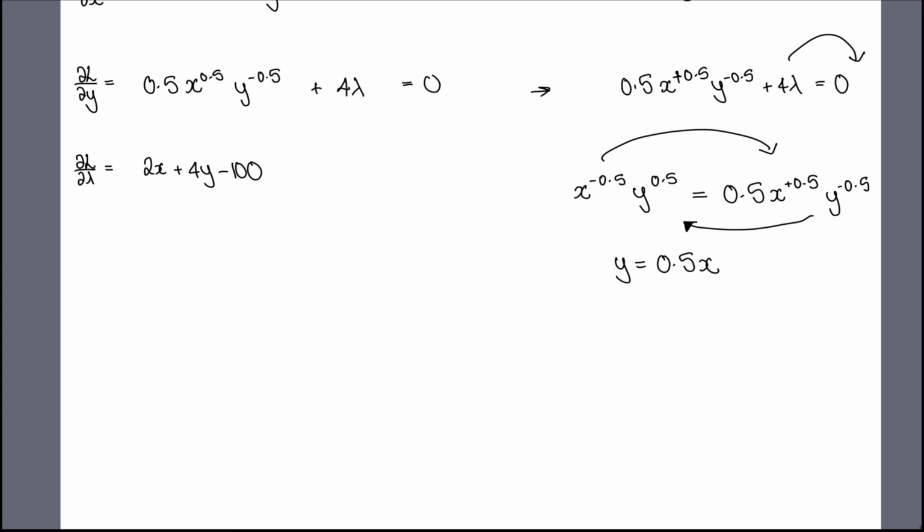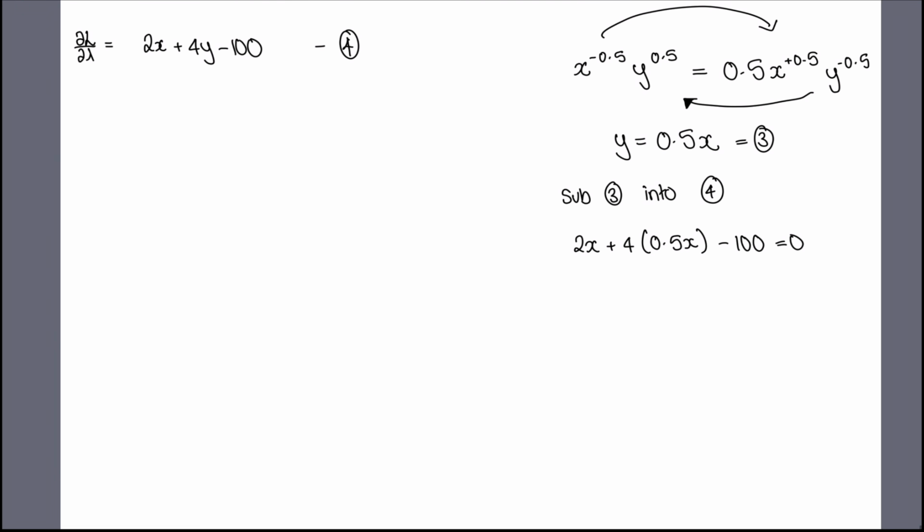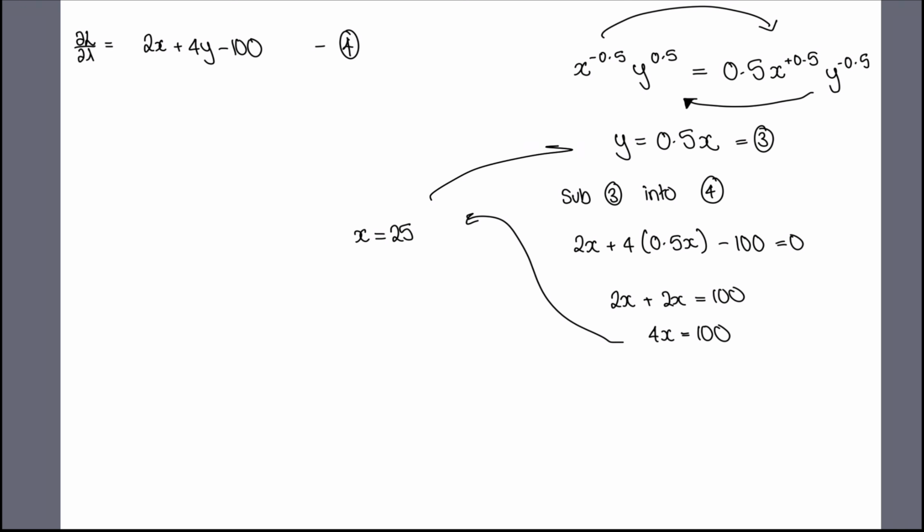If I now substitute this equation, which I'll call equation 3, into this equation, which I'll call equation 4, we get 2x plus 4 brackets 0.5x minus 100 is equal to 0. This we can rearrange so that we get 2x plus 2x is equal to 100. So 4x is equal to 100. So x is equal to 25. Using this, we know that y must be equal to 25 over 2 then.